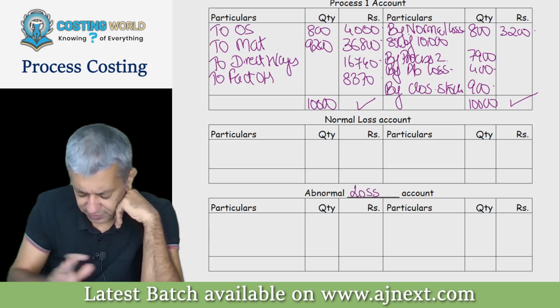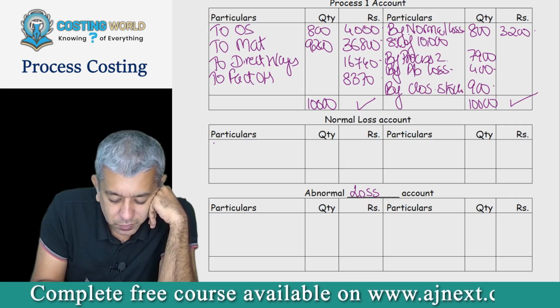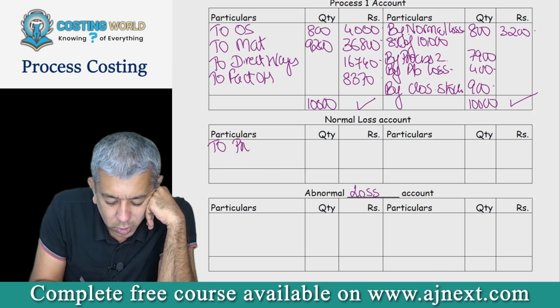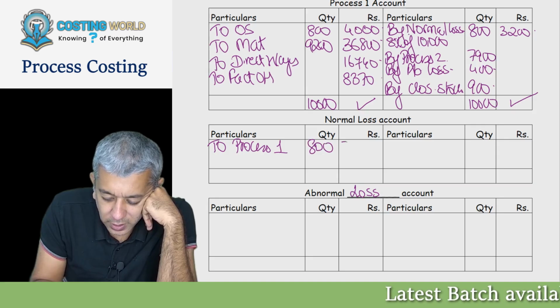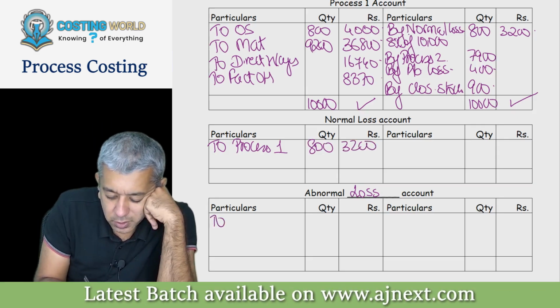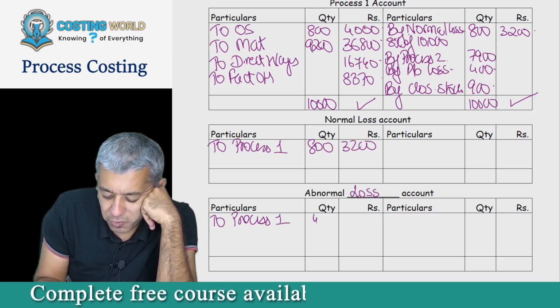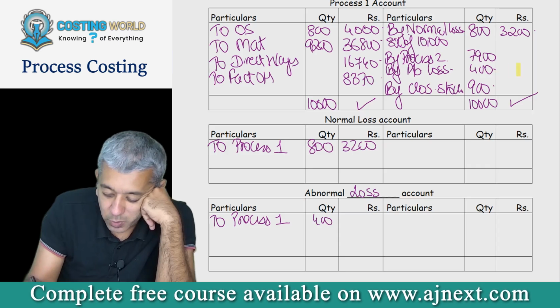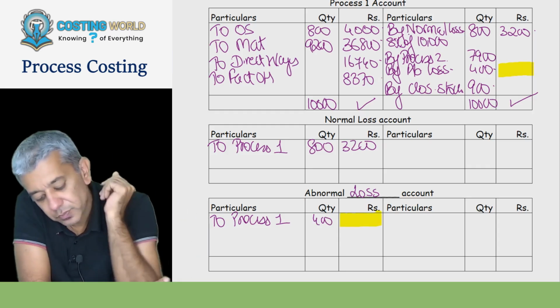Okay, fine. Listen, now listen, next thing, normal loss. To process 1, 800, scrap value 4, 3200. To process 1, 400. Obviously, this amount is pending. That amount will be coming over here.